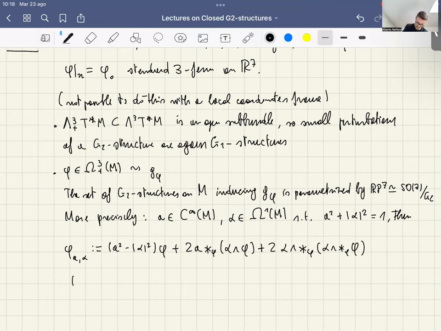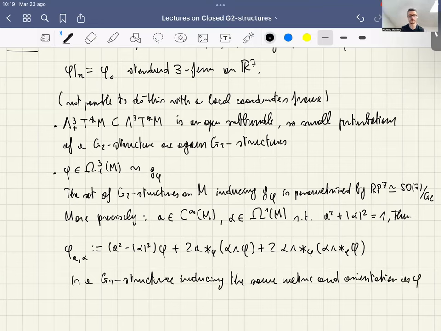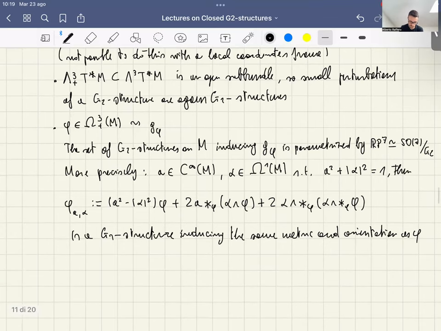So this is a G2 structure inducing the same metric and orientation as the G2 structure phi we fixed. And in particular, if you notice, if you switch the sign of both a and alpha, you get the same three-form. And so from this and this identity here, it is clear that you are parameterizing this with an RP^7.